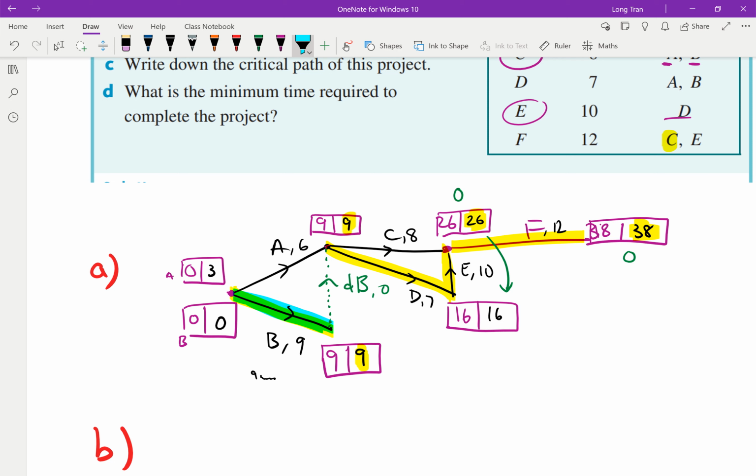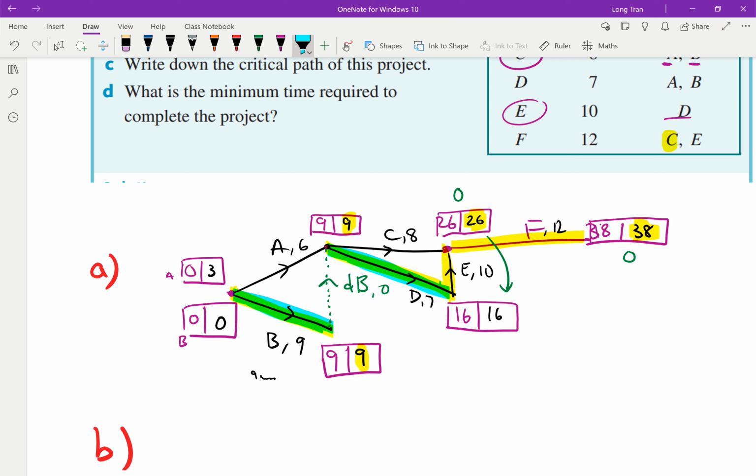There's no giveaway, whilst A can have an extra 3 minutes giveaway, right? Once B finishes, C immediately can start. If they wanted to, they can start at 9. C should start at 9 anyway. But at that point, if D doesn't start immediately, that's a problem because D relies on the fact that B is complete.